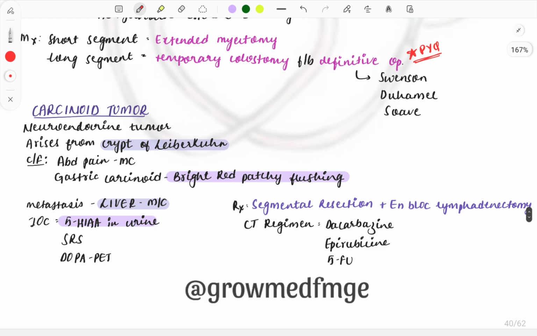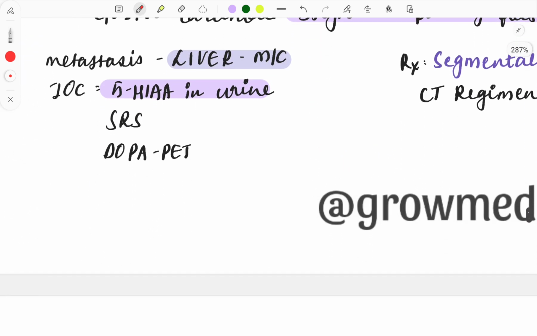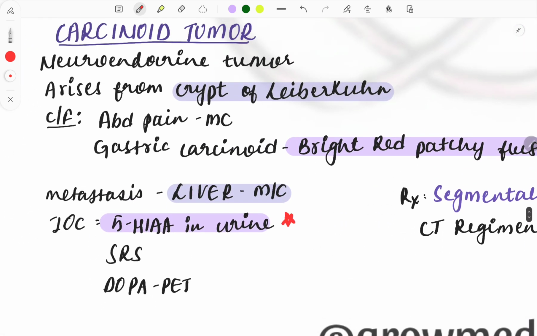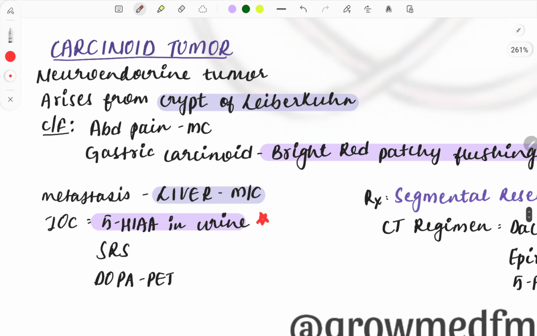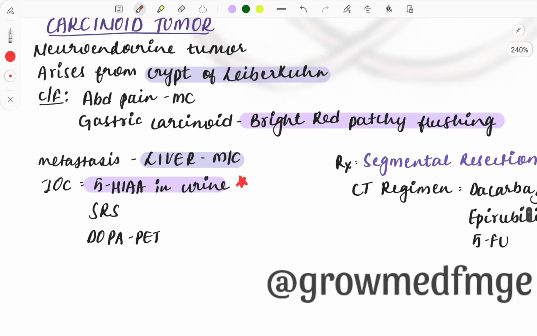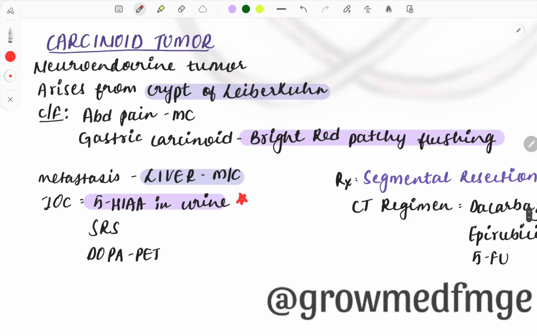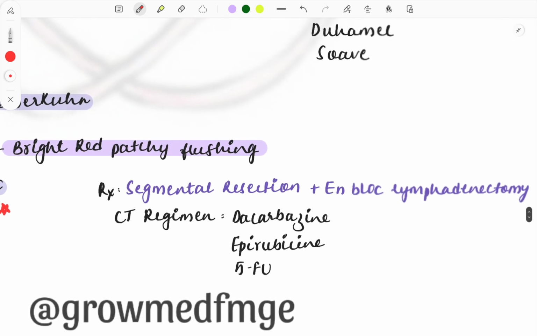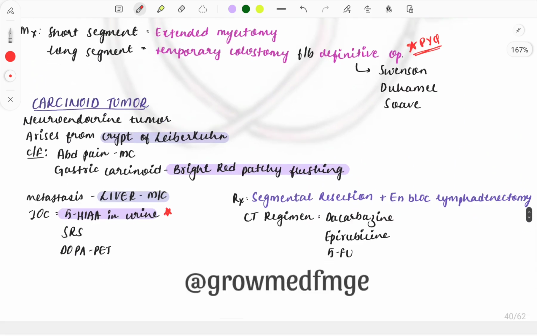Then the carcinoid tumor. It is also a neuroendocrine tumor, arises from the crypts of Lieberkühn. On the clinical features, abdominal pain is the most common, and gastric carcinoid will give red, bright red patchy flushing. The questions asked on this carcinoid tumor are on the investigation of choice. It is the 5-HIAA in the urine. Sorry, the investigation of choice, it will be the 5-HIAA in the urine, and the treatment modality for this carcinoid tumor.